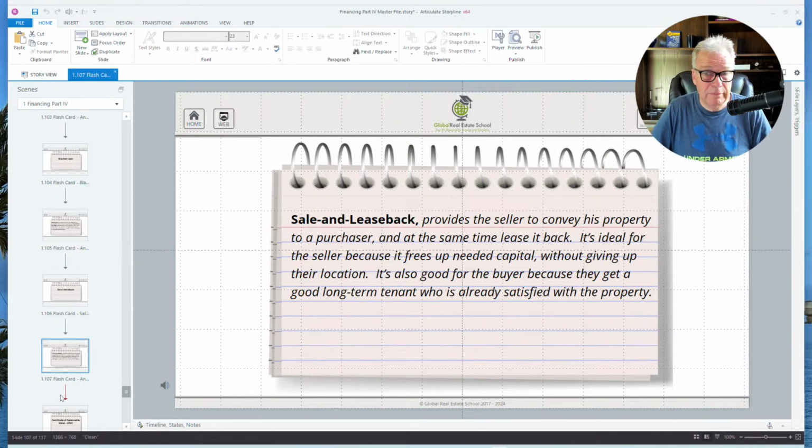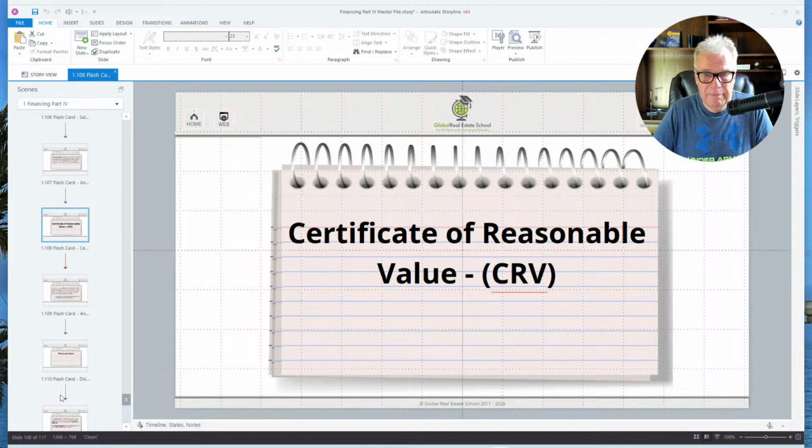But a sale leaseback allows a seller to convey his or her property to a purchaser and at the same time lease it back. So you might have a business that you're starting and you've got this location and you really need some funds to grow your business. So you sell your property to an investor so you can get your funds to go out and do what you need to do. And at the same time, you don't want to leave your location. And so you're just going to lease it back from that person. I'll talk about this more.